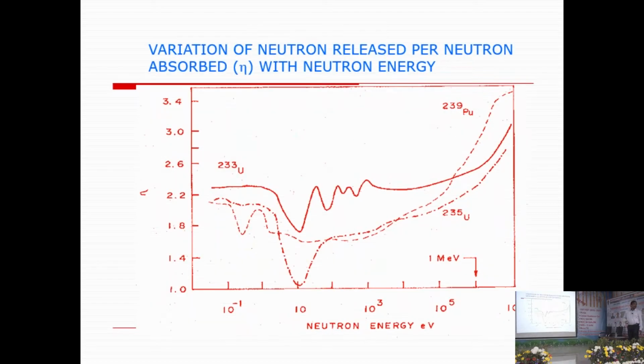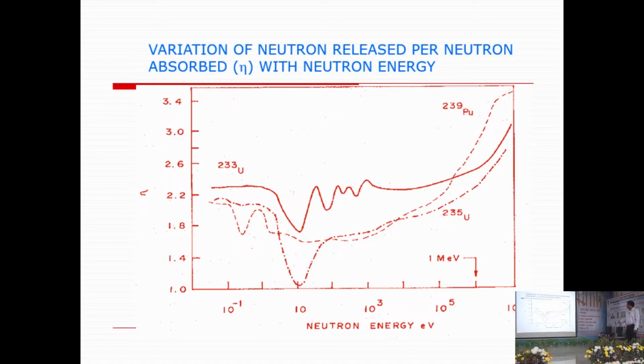Why we get breeding only in the fast region depends on eta, the number of neutrons emitted for each fission. In the thermal region, we have only 2.6 as the maximum. That means 1 is already required to maintain the chain reaction, so we have an excess of only 1.6. Out of this, some will be captured by other materials, and there is leakage, everything. That's why the conversion ratio we get is only 0.7 in the case of PHWRs.